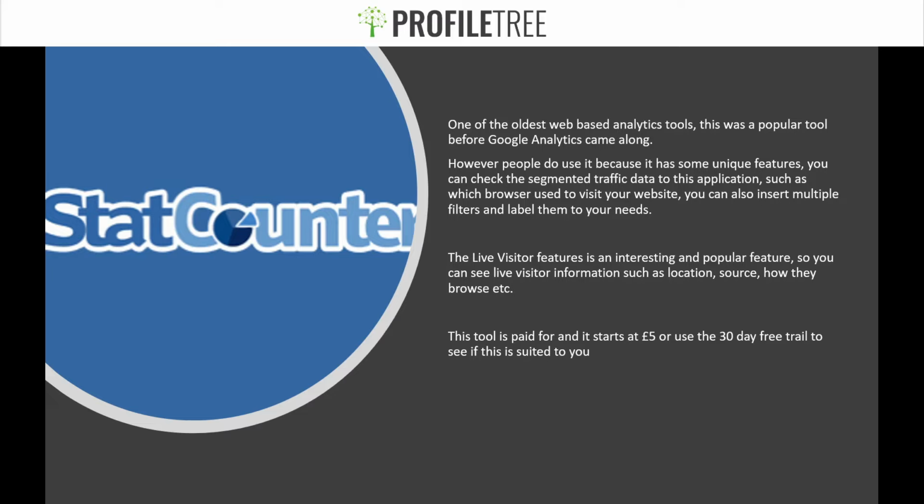You can also insert multiple filters and label them to your needs, and the live visitor feature is an interesting and popular feature there. So you can see the live visitor information, such as location, source, and how they browse. Now, as with the other ones, this tool is paid for and it starts at around £5, or you can use the 30-day free trial to pretty much just test to see if this is suited for your website.